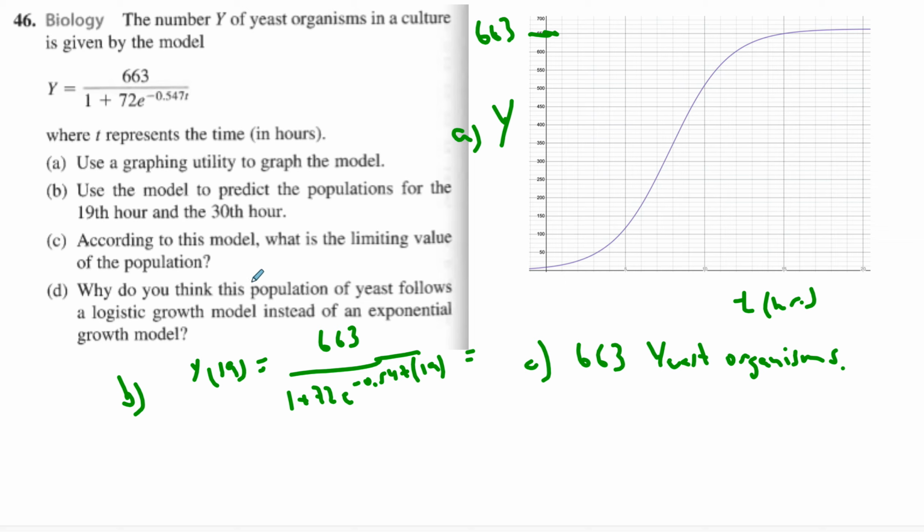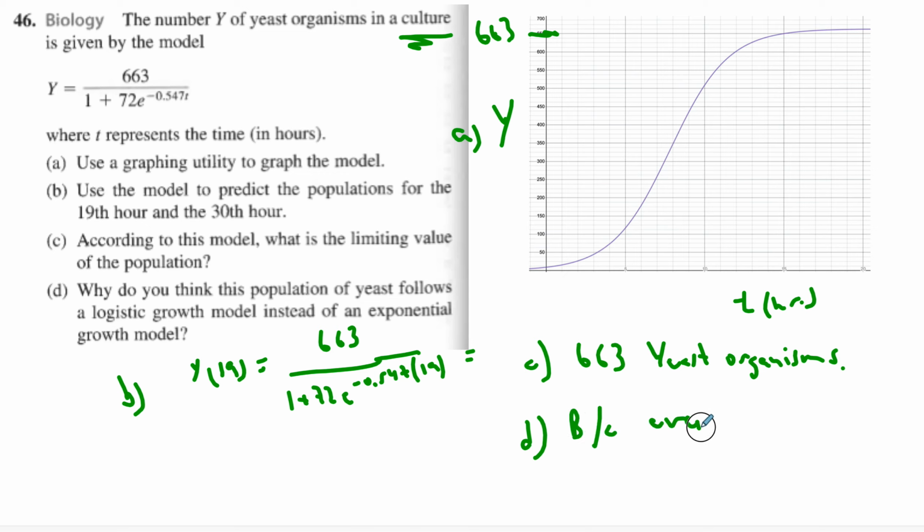Why do you think this population of yeast follows a logistic growth model instead of an exponential growth model? Well, if you're talking about yeast organisms in a culture, a growing medium, agar or something like that, yeast requires food to get its energy and then divide and grow. Is it possible that it eats up the food, being a closed system, right? It's sitting there in this petri dish or whatever. So why does it make sense that it levels off?